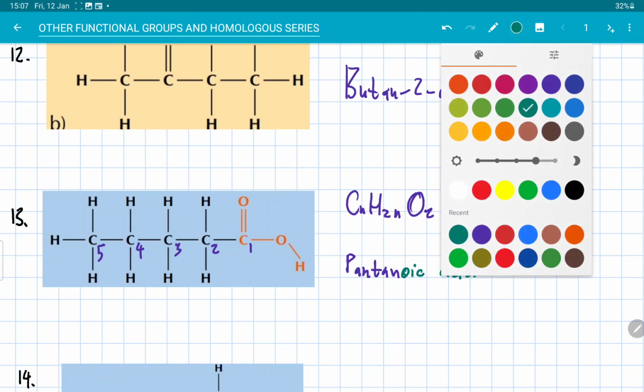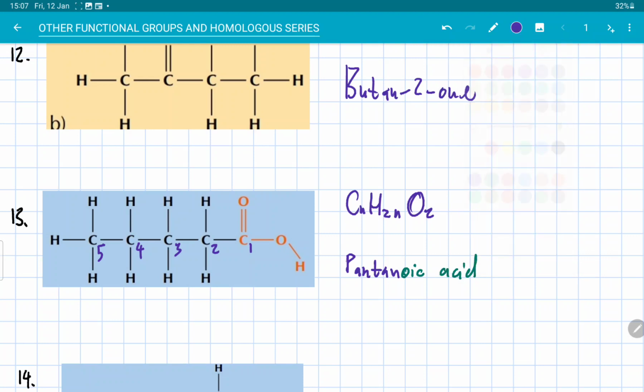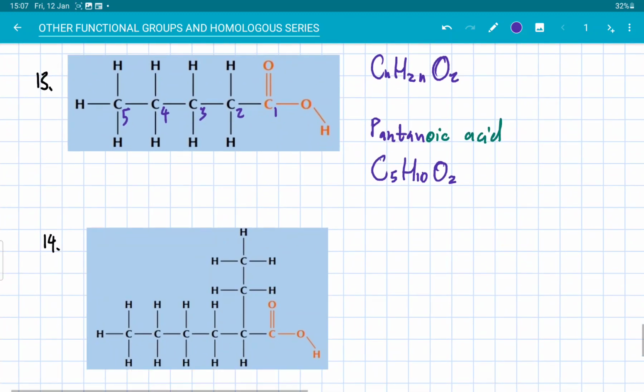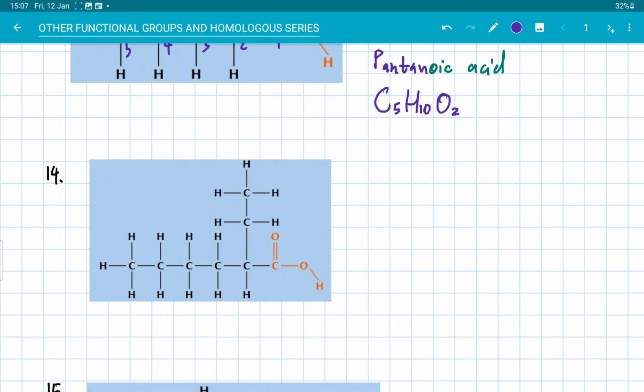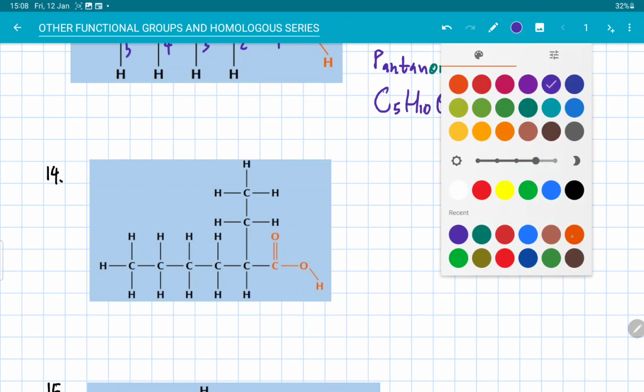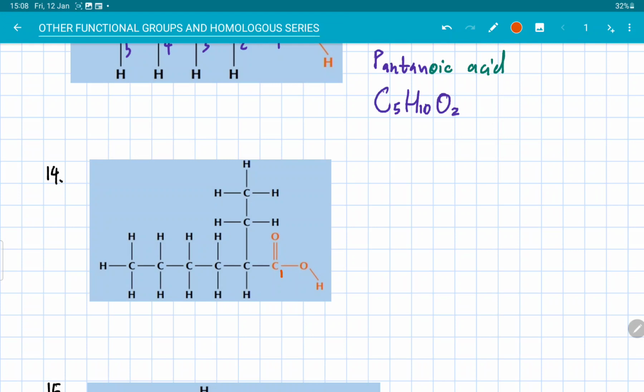So pentanoic acid. And the molecular formula is going to be C5H10O2. So if you verify, it will match. Which one is this? There's a branch here. So our rules say, when we count, we must count the longest continuous chain that has the functional group. So I start here at 1 because that's where the functional group is closest.